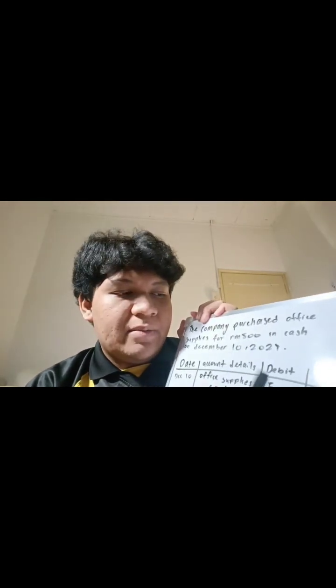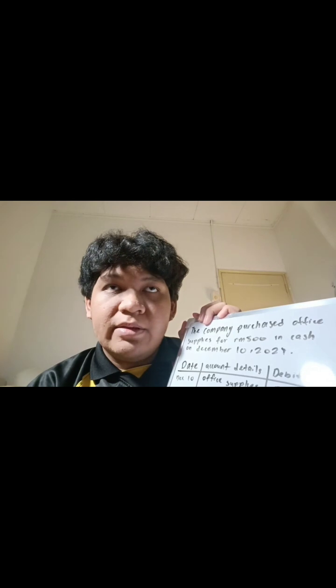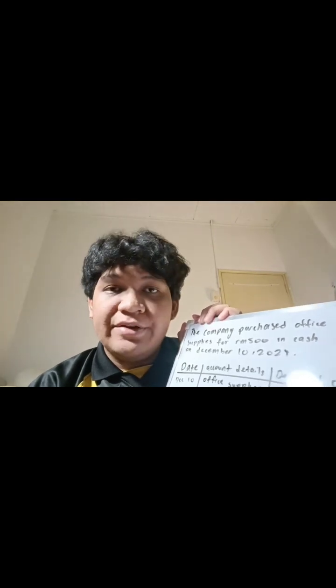Before we start, remember the golden rule of accounting. The first is debit. Debit is what comes in. The second is credit, what goes out. For every transaction, there's a debit and a credit. They must always balance. For the journal entry, you must have the account details, debit and credit. Debit must be on the left, credit must be on the right.